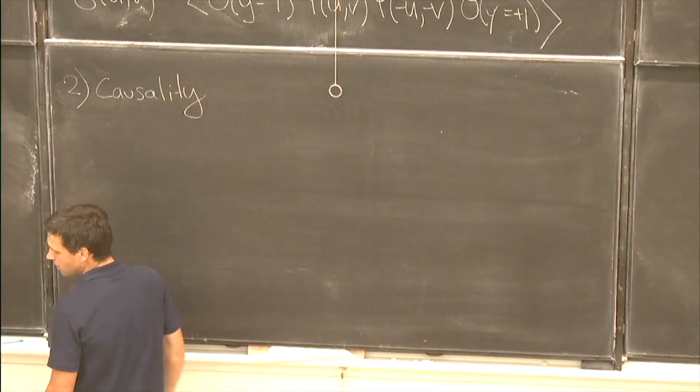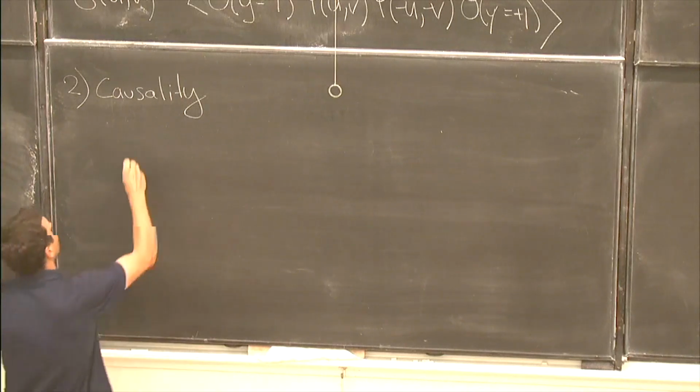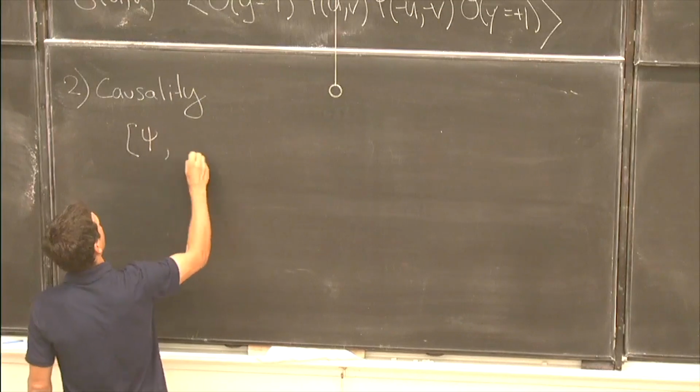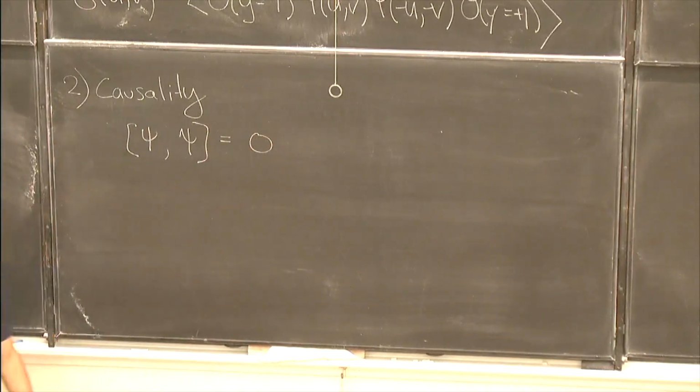So by causality, I mean causality in the microscopic sense, which in our case is the statement that psi and psi commute. So we're going to keep them at space-like separation. Causality is the statement that operators commute at space-like separation.